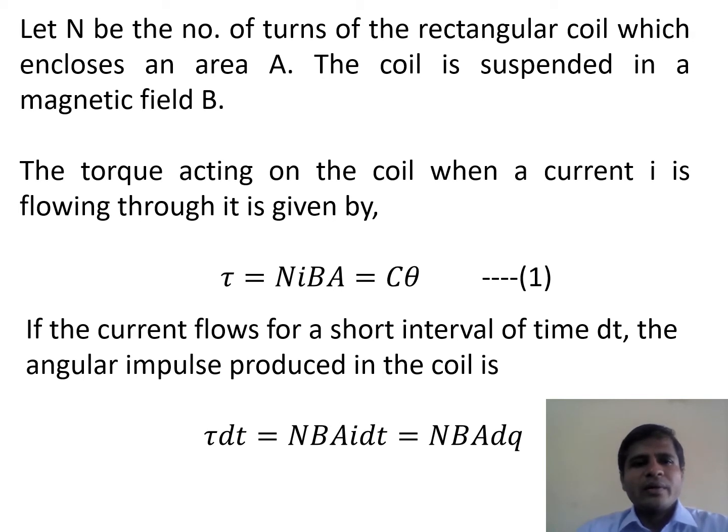So here we shall consider capital N be the number of turns of the rectangular coil, which encloses an area capital A, and the coil is suspended in an external magnetic field, that is capital B. And from electromagnetic theory we know that a rectangular coil carrying current, when placed in a magnetic field, experiences a torque or magnetic torque.